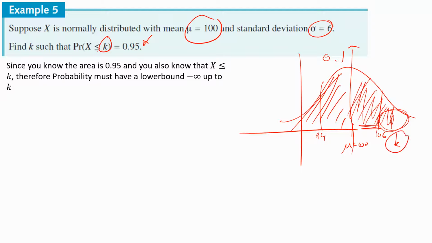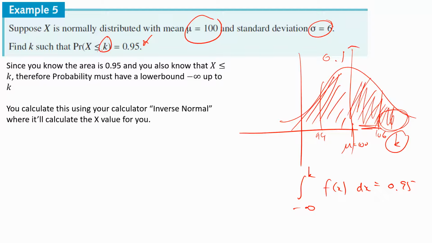So, how do you find out that K value? You can do your integration, negative infinity up until K of f(x) dx equals 0.95, and you can calculate it by hand. Yes, you can. The problem with that is the curve is going to be an ugly curve, and we don't know how to integrate that. So that's why you use a calculator here. To find that K value, you have a function called inverse normal. It's exactly in the same area: Menu, distribution, probability distribution, and then inverse normal. What that does is it just finds that X value for you. So this is what it looks like.